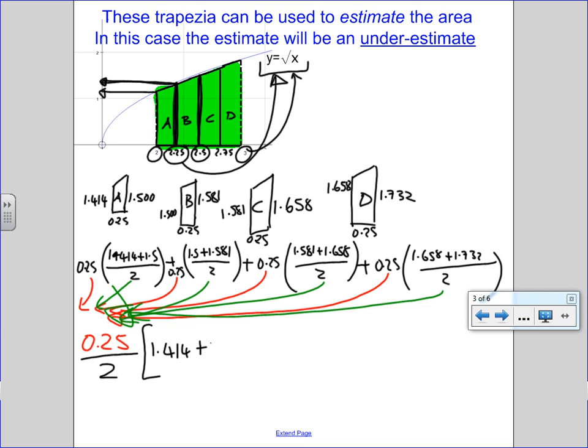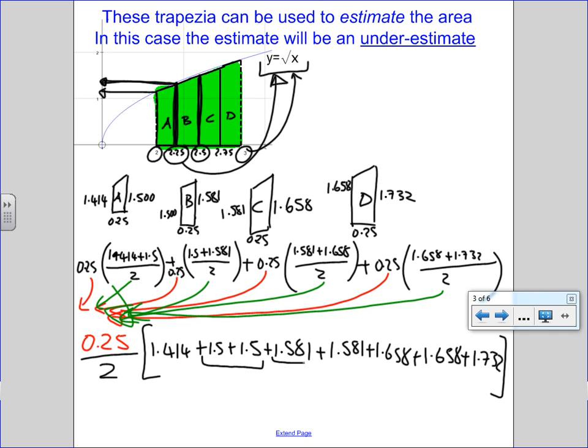1.414 add 1.5 add 1.5 add 1.581 add 1.581 add 1.658, add 1.658, add 1.732. Is that right? Okay, now I've got two of those, and two of those, and two of those, which actually makes sense because I found it as the right-hand side of A here, and then as the left-hand side of B here.